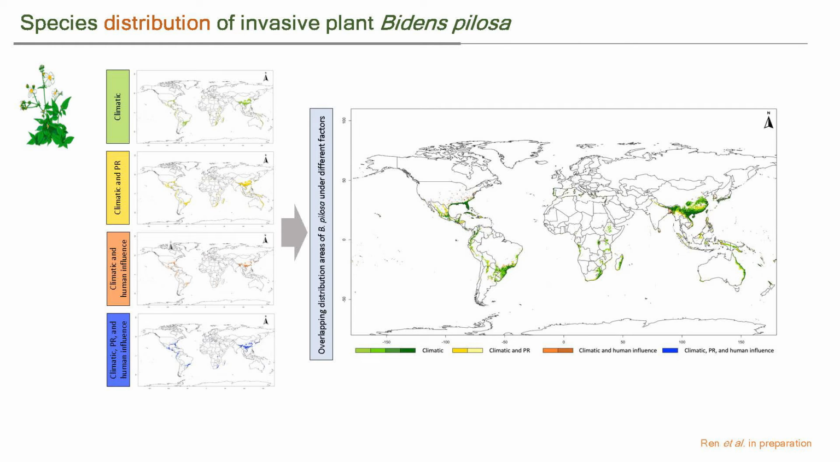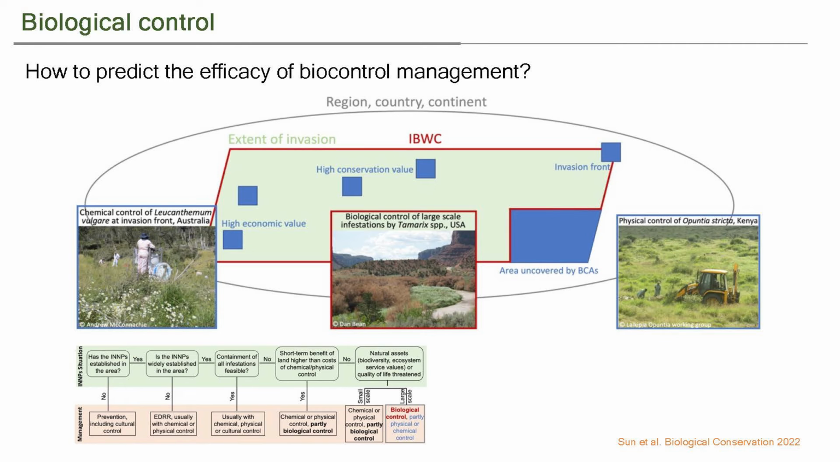Okay, then coming to today's real interest: the biological control of Ambrosia. We know that for the current situation, we made an opinion paper last year to give a little bit of an idea of when we should really consider biological control. At the end, we really propose that we should never exclude biological control management. So how to predict the efficacy of biological control management is a very important question.